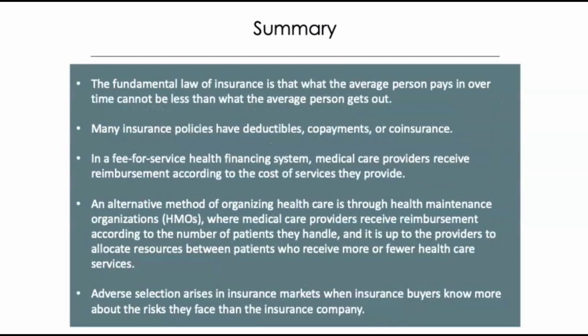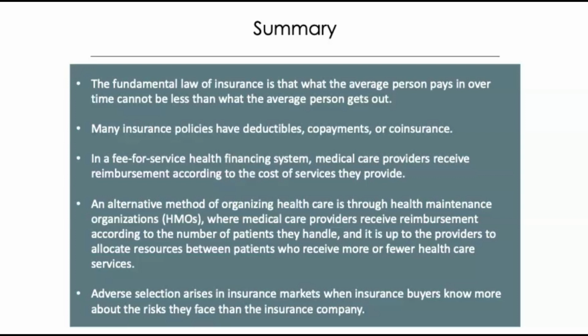Summary: the fundamental law of insurance is that what the average person pays over time cannot be less than what the average person gets out. Many insurance policies have deductibles, co-payments, or co-insurance. In the fee-for-service health financing system, medical care providers receive reimbursements according to the cost of services they provide. An alternative method of organizing healthcare is through health maintenance organizations, otherwise known as HMOs, where medical care providers receive reimbursements according to the number of patients they handle, and it is up to the providers to allocate resources between patients who receive more or fewer healthcare services.